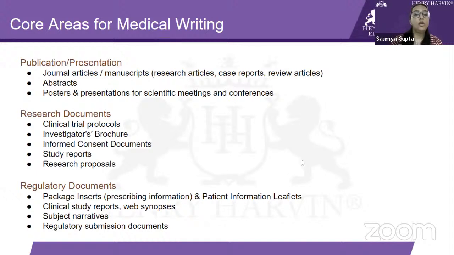So these are all different types of documents, different areas available to medical writers, as I mentioned earlier, according to what expertise you have, what knowledge you have, what experience you have, and above all, what your liking is. You can choose your field where you want to work, and according to that you can start your career. But in our medical writing course, we are covering every domain so that you always have the choice to work in whichever field you like. Okay.